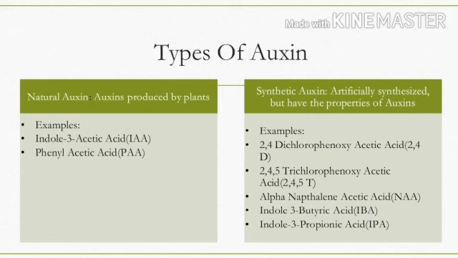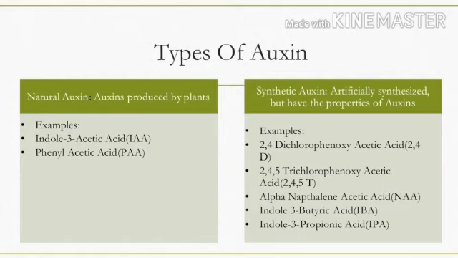Here we can see the types of auxin. There are two types of auxins. They are natural auxin and synthetic auxin. Natural auxins means auxins which are produced naturally by plants. And synthetic auxin means artificially synthesized auxin, but they have the properties of auxins.